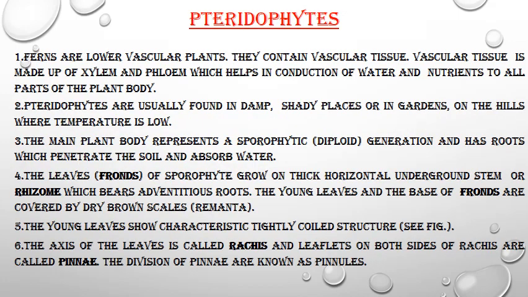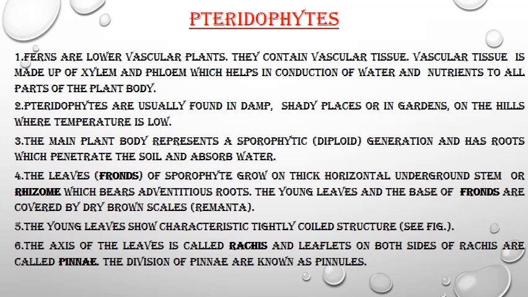Pteridophytes. Ferns are lower vascular plants. They contain vascular tissues. Vascular tissue is made up of xylem and phloem, which help in conduction of water and nutrients to all parts of the plant body. Number 2, pteridophytes are usually found in damp, shady places or in gardens on the hills where temperature is low. The main plant body represents a sporophytic generation and has roots which penetrate the soil and absorb water.